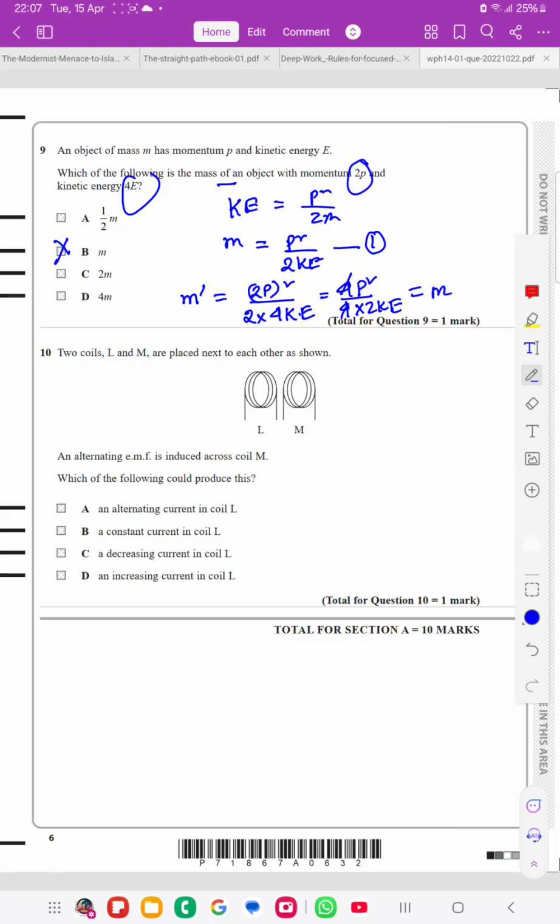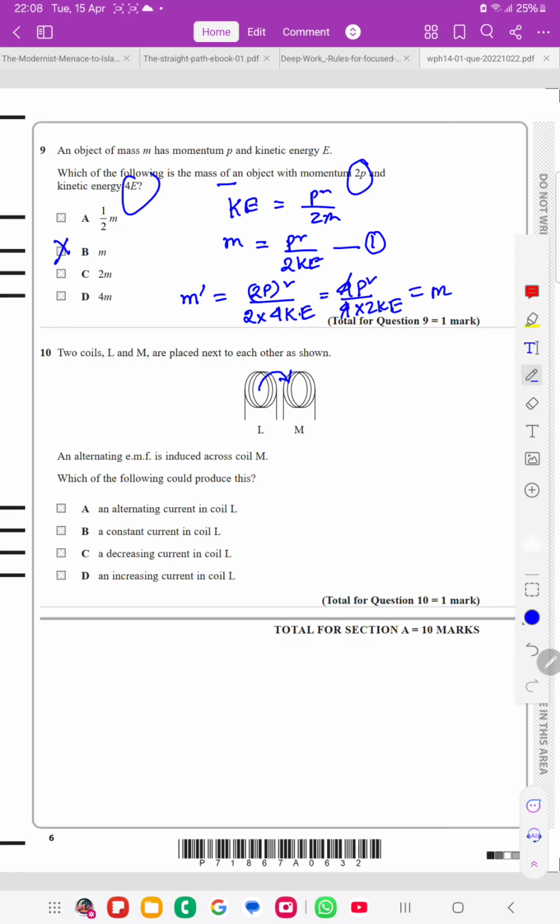The last one from the MCQ part. Two coils L and M are placed next to each other. An alternating EMF is induced across coil M. Which of the following could produce this? Now we know that the voltage will be induced when there is a changing magnetic field, right? So if there is a changing magnetic field within L, the voltage will be induced in M.